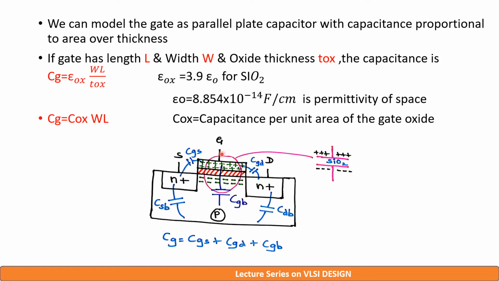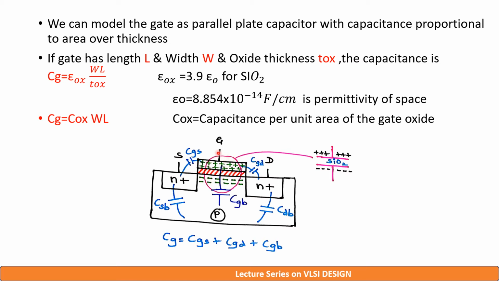So if the voltage at the gate terminal is greater than threshold, holes in the P substrate will be repelled and an N-type channel will be formed. This gate can be viewed as a parallel plate capacitor with capacitance proportional to area over thickness. If we apply positive voltage at the gate, we have positive charges at the gate, and the gate voltage greater than threshold will cause an N-type channel to form. So a MOS capacitor is formed over here.